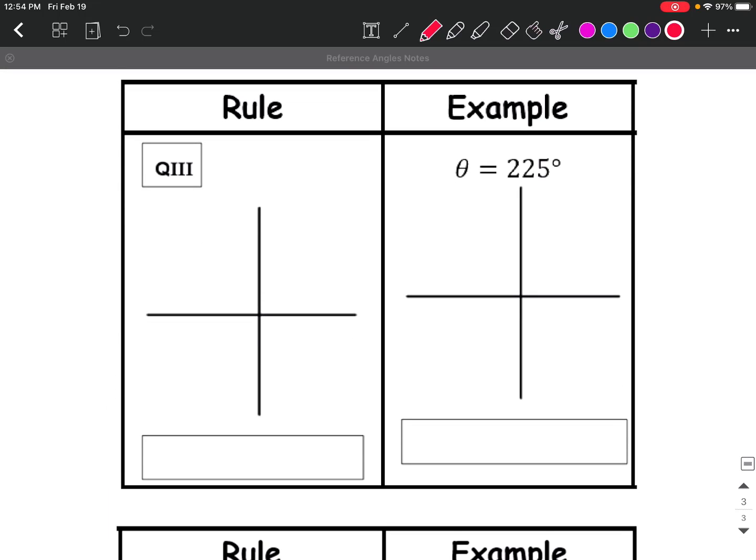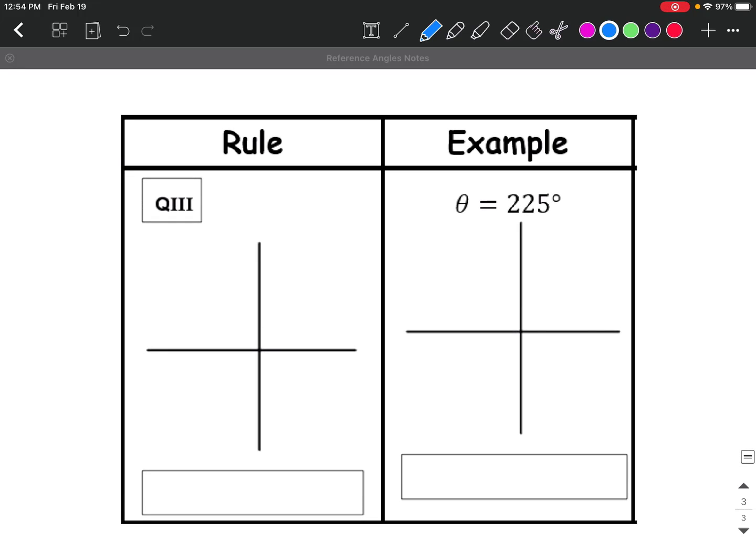Now let's take a look at the third quadrant. So the third quadrant, we have an angle that starts in standard position, but it rotates all the way past 180 degrees. So we went past 180 degrees, and our reference angle is still this distance to the x-axis, never to the y-axis, always to the x-axis. Now our angle is bigger than 180, so this time it's the angle minus 180 degrees to give us the reference angle.